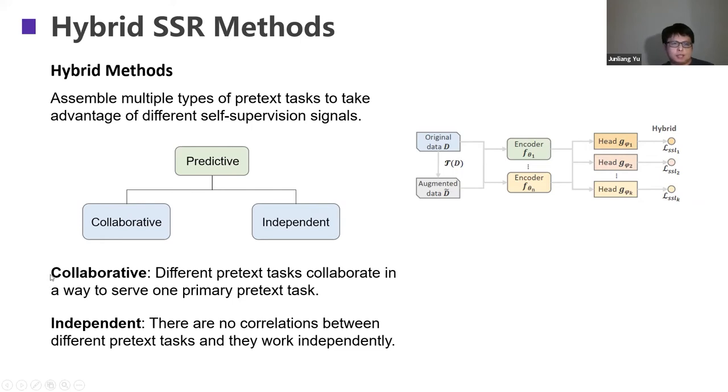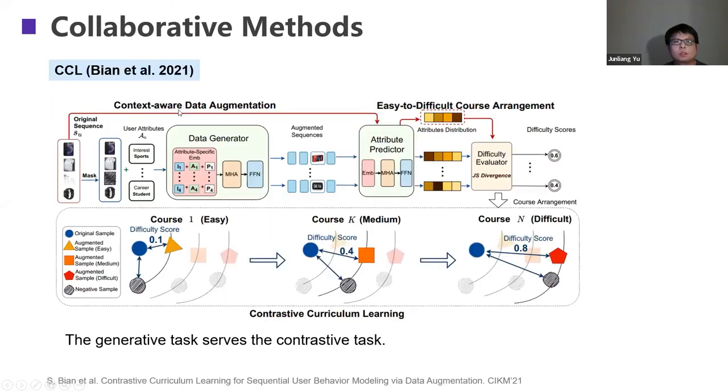We can divide the hybrid methods into two branches, collaborative and independent, according to how different pretext tasks operate. In the collaborative category, different pretext tasks collaborate to serve one primary pretext task. In the independent category, there are low correlations between different pretext tasks, so they work independently. Let's first see the collaborative methods.